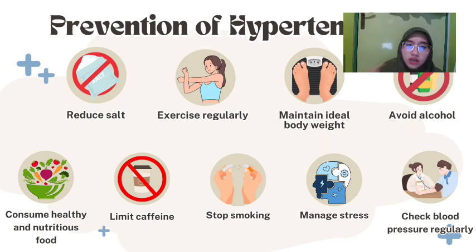And finally, another important thing you need to do to prevent high blood pressure is to check your blood pressure regularly and periodically. This way, you can find out whether your blood pressure is normal or not. The reason is high blood pressure or hypertension doesn't have specific symptoms, and checking blood pressure is the only way to find out whether you have hypertension or not.